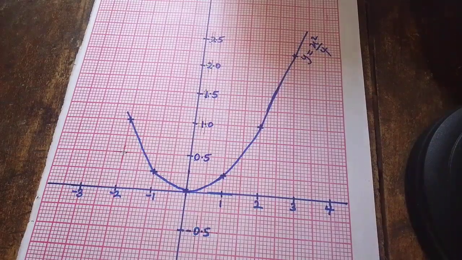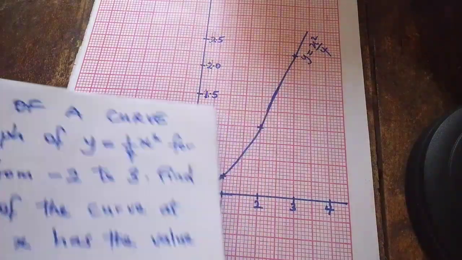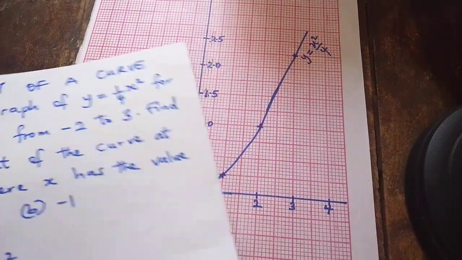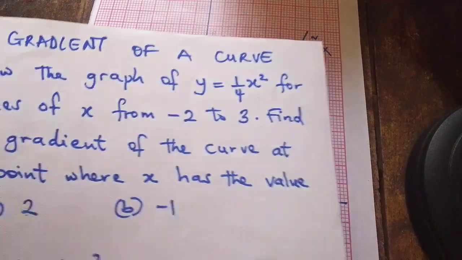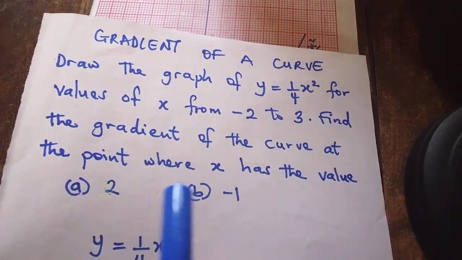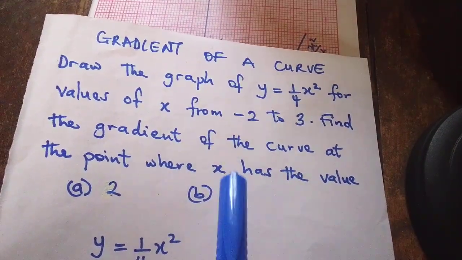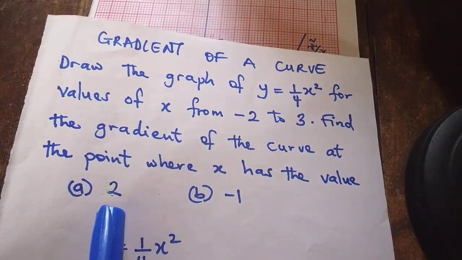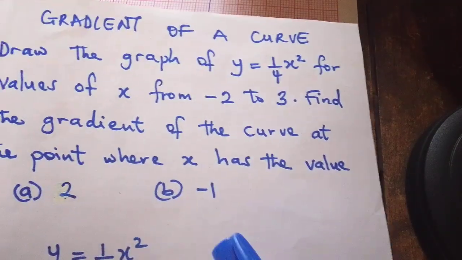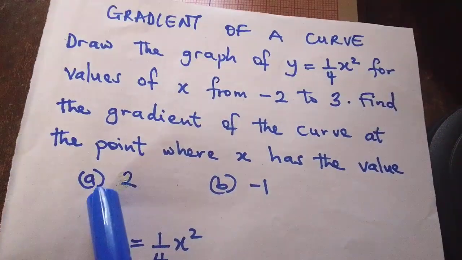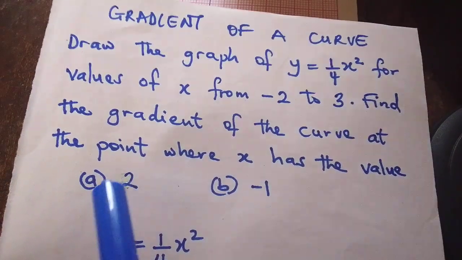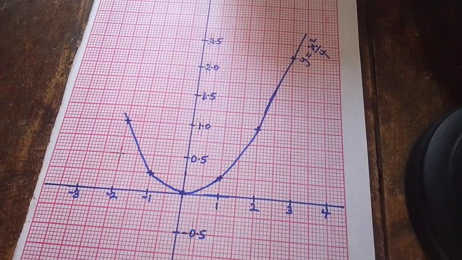Then the second part of the question is the gradient part, which says to find the gradient of the curve at the point where x has the value 2. When x has the value 2, what will be the gradient at that point? So this is what you are going to do.